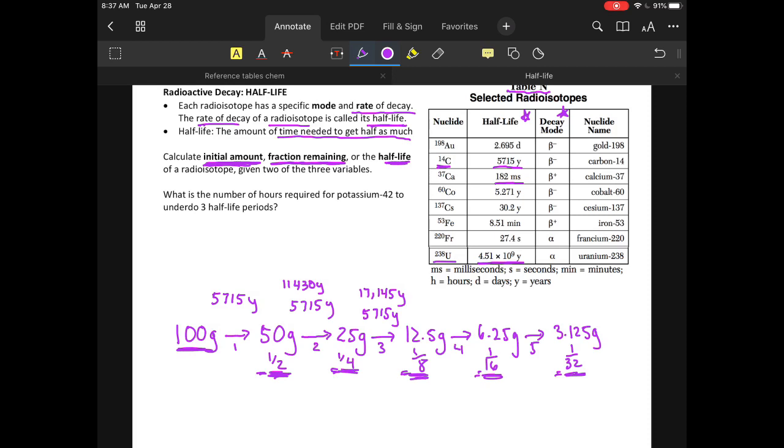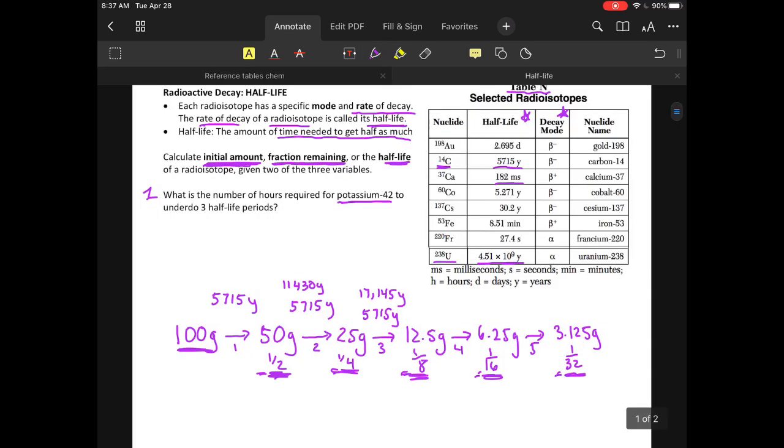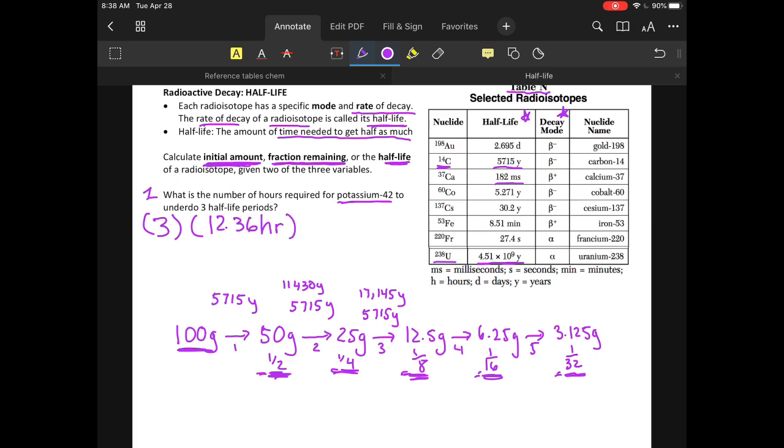Let's just do some problems. So, first one. What's the number of hours required for potassium-42 to undergo 3 half-life periods? Okay. If I check the reference table, potassium-42 has a half-life of 12.36 hours. So to go through 3 half-life periods, it's simply 3 times 12.36 hours.